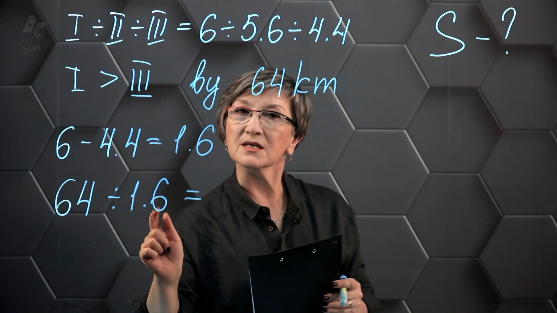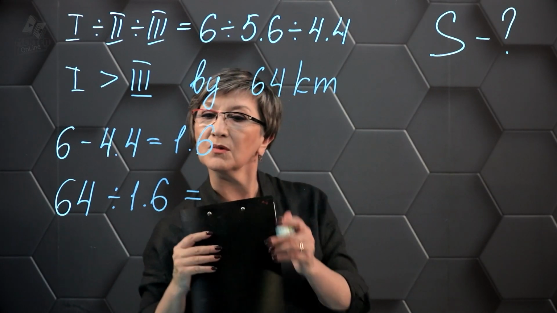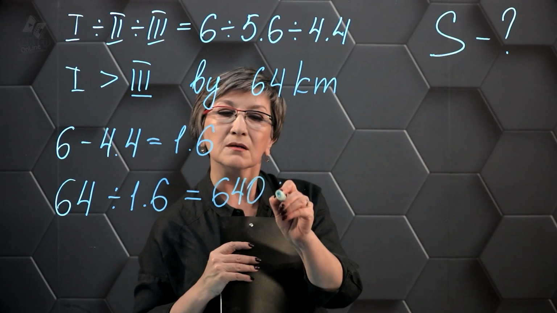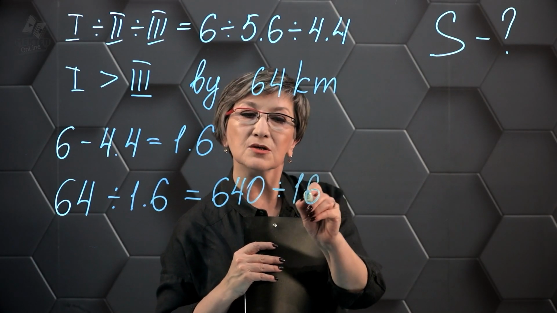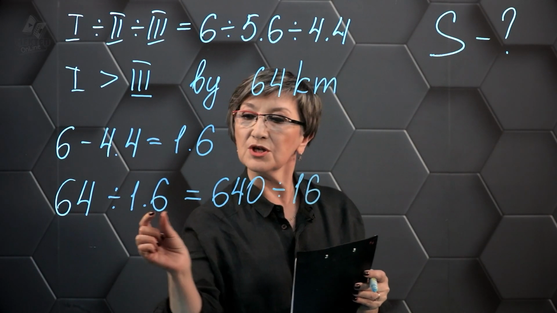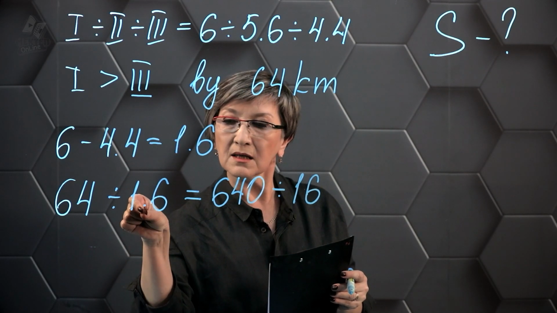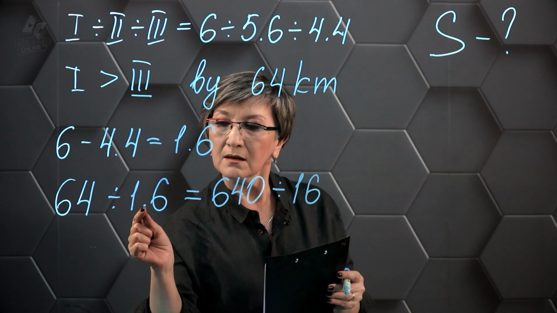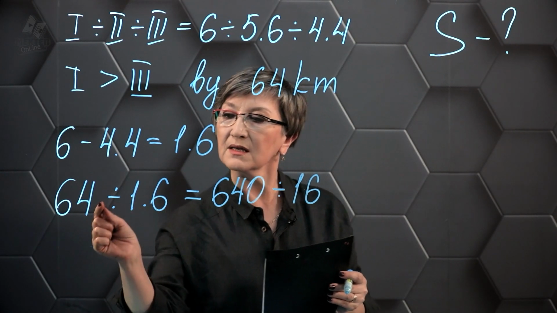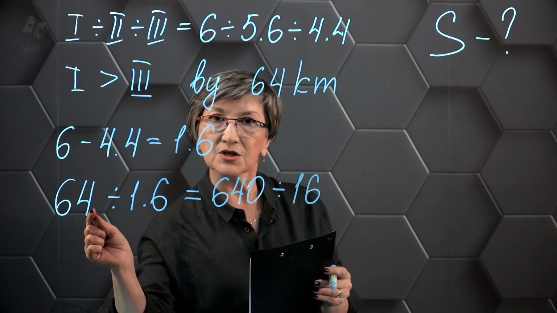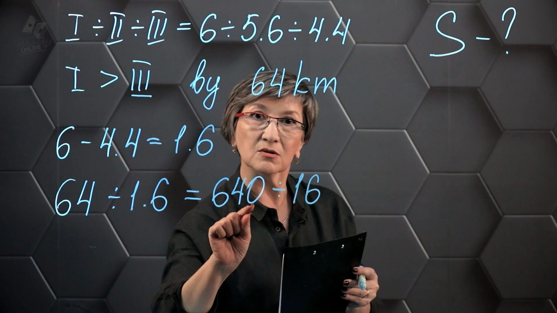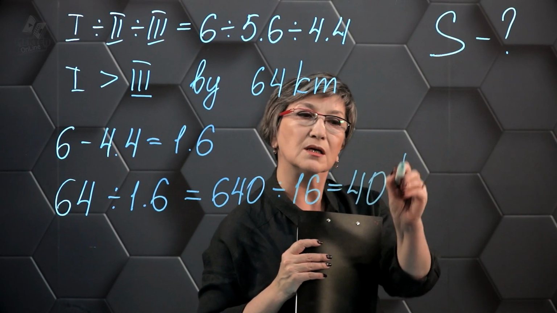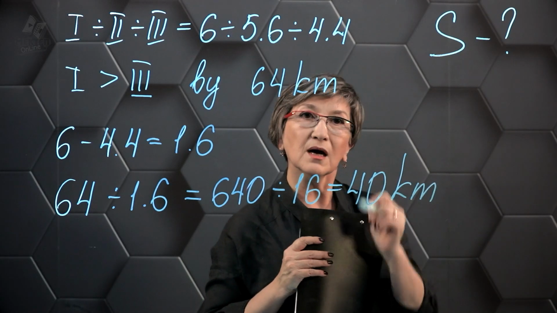64 divided by 1.6, we can do that by writing down 640 divided by 16. In this case, I moved our decimal point 1 decimal place to the right, and in the number 64, I've added 1 zero. 640 divided by 16 equals 40 kilometers in one part.